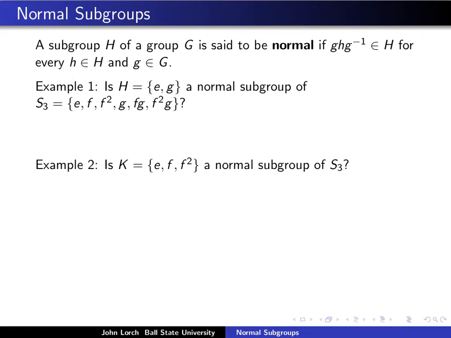In the last example, the problem may have been that we weren't using the right type of subgroup. And that begs the question of, well, what is the right type of subgroup to use if we want to form a group out of the left cosets? It turns out that the correct type of subgroup is what's called a normal subgroup. A subgroup capital H of a group G is said to be normal if little g times little h times little g inverse lies again in capital H for every little h in capital H and every little g in capital G.